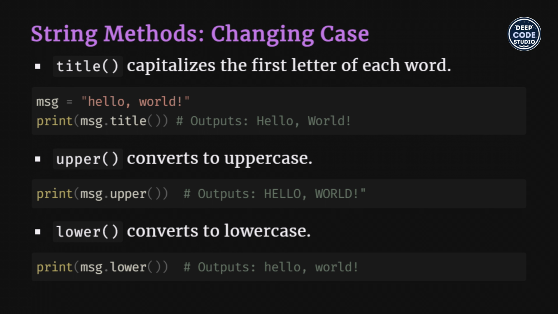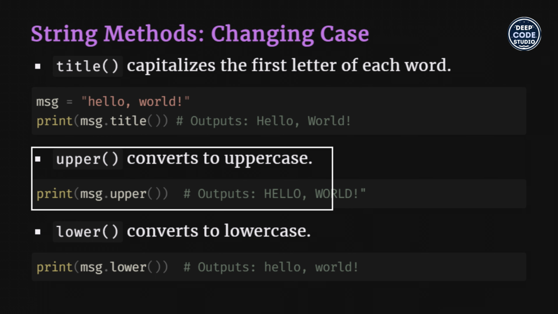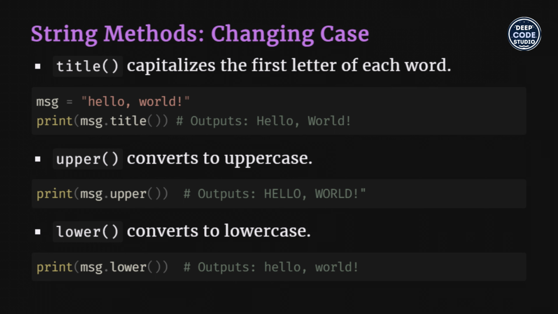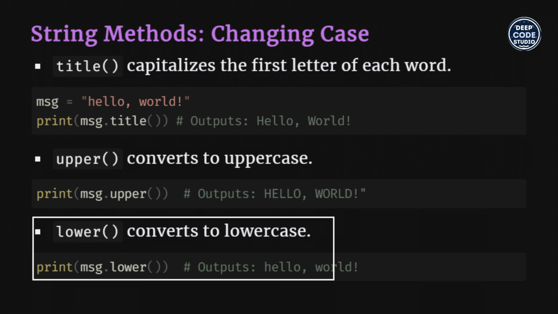Another case method is upper. If you want to convert all of the letters to uppercase, capital letters, then you can specify the upper method, again without any parameters inside. And if you want to convert all the characters to lowercase, then you can specify the lower method.